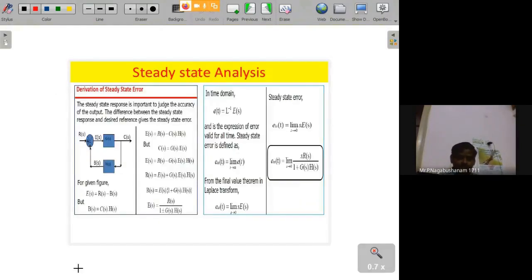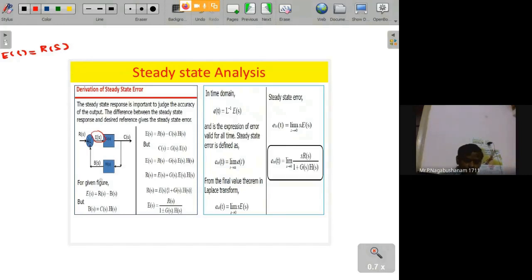The derivation part is not required. This entire derivation part is not required, but I will explain how I am getting that for some students. Check it out. This is the E of S. E of S is the output of a summing point. This E of S is equal to R of S coming towards the summing point with a plus symbol.